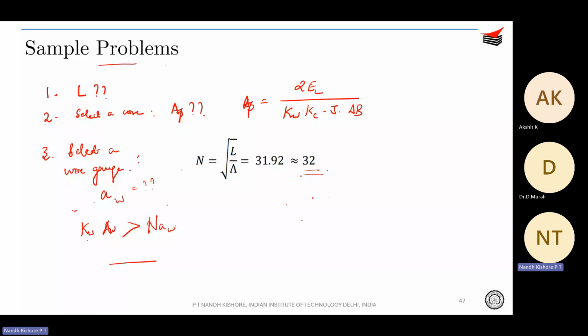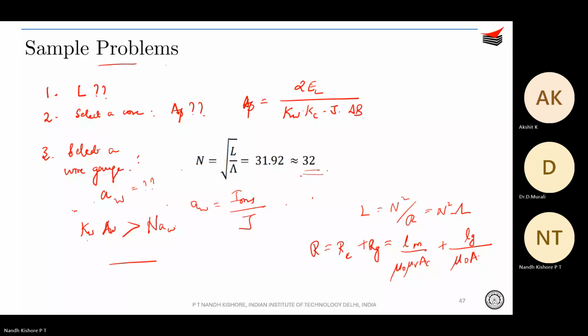You saw that AW is basically IRMS by J. And you also know that L is equal to N square by reluctance, or N square into permeance. And you know the reluctance is basically RC plus RG, that is Lm divided by mu naught mu R AC plus Lg, air gap length, divided by mu naught into AC. And 1 by reluctance is equal to permeance. So these are the major formulae that we applied so far for this question.